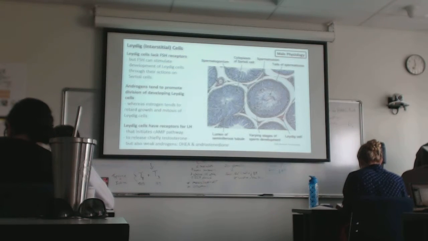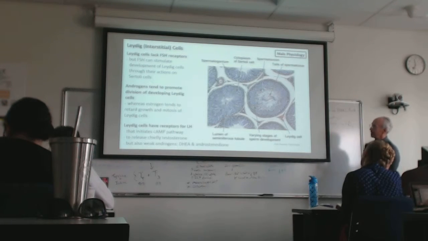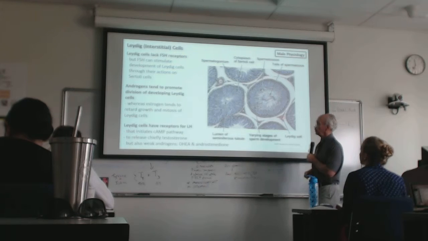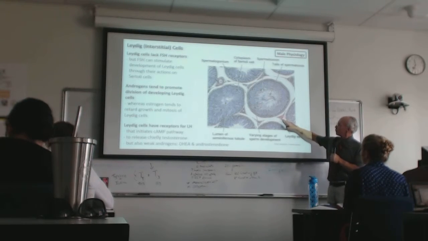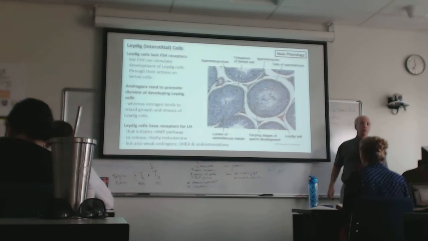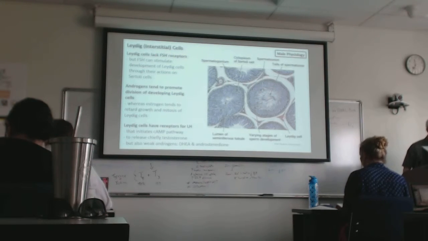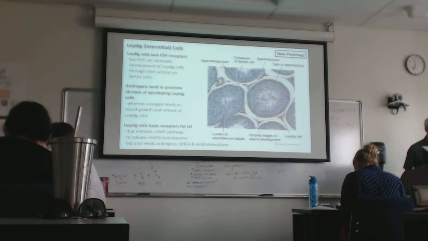So these Leydig cells, in response to binding of luteinizing hormone from the anterior pituitary, are responsible for releasing testosterone. So the Leydig cells are responsible for releasing the testosterone. Seems to me we might have a problem here.